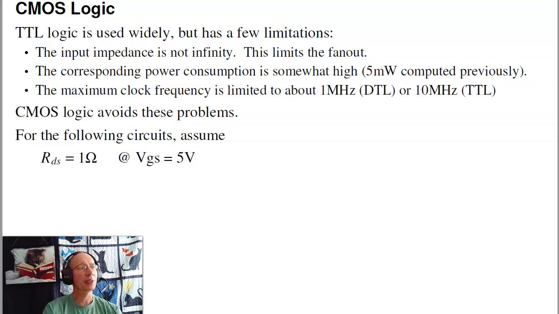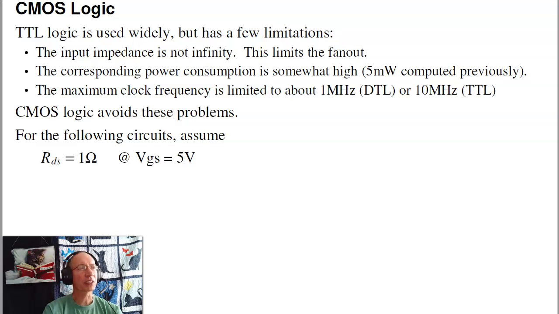First, the input impedance is not infinity. That limits the fan out. The corresponding power consumption is somewhat high. If it's 5 milliwatts per gate and you have a million gates, you're talking about 5 kilowatts being dissipated in one chip. The maximum clock frequency is also limited. DTL logic is limited to about 1 megahertz, TTL to about 10 megahertz. CMOS logic avoids these problems.